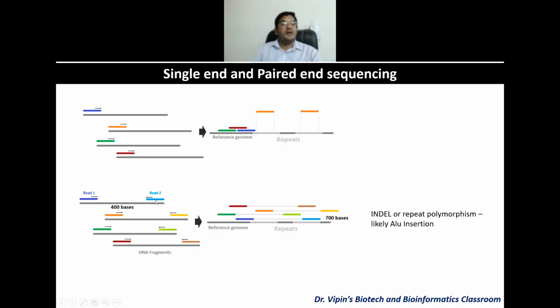If you have a paired end library, it helps you identify some of the genomic structural variation that may occur between the reference and the genome that you're aligning to. You follow, class, everyone? Yes, sir.